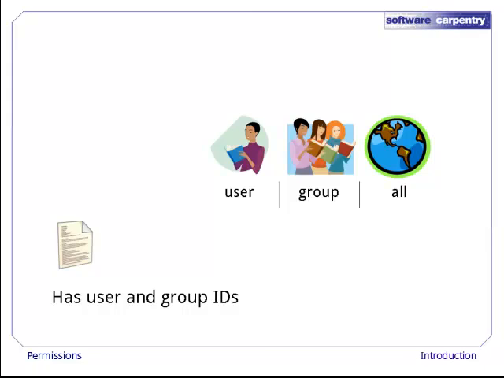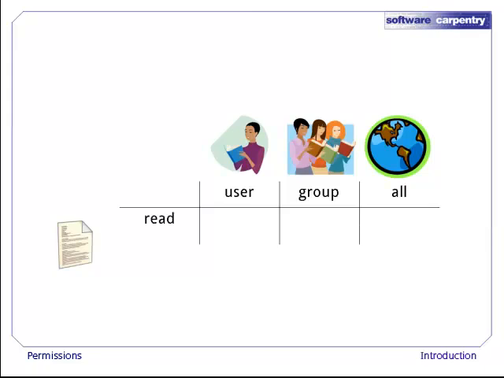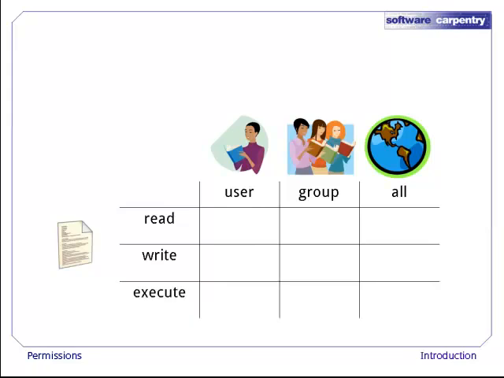For each of these three categories, the computer keeps track of whether people in that category can read the file, whether they can write to it, i.e. modify the file, and whether they can execute it, i.e. run it if it's a program.